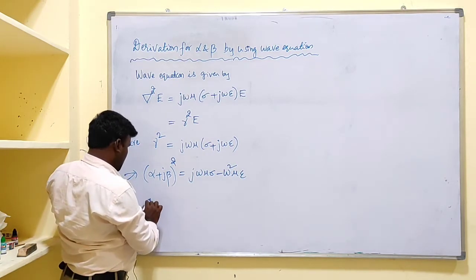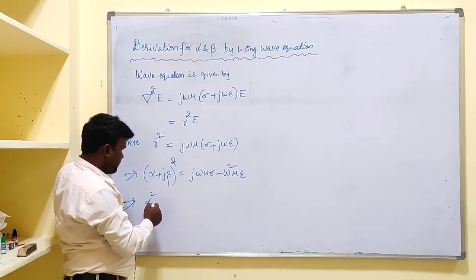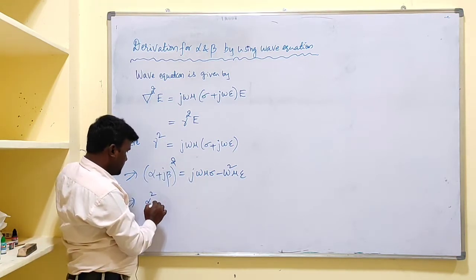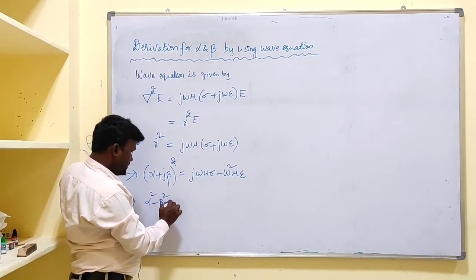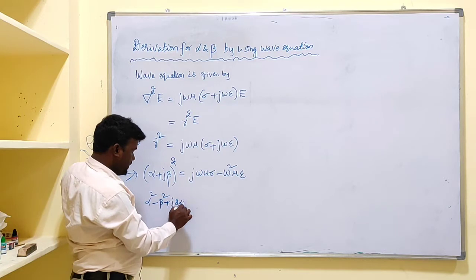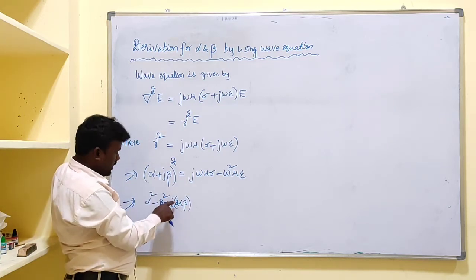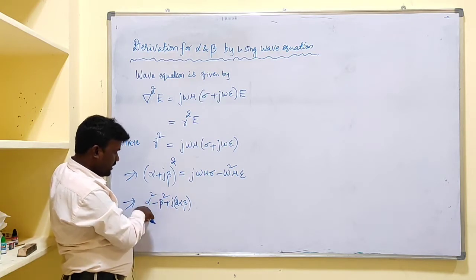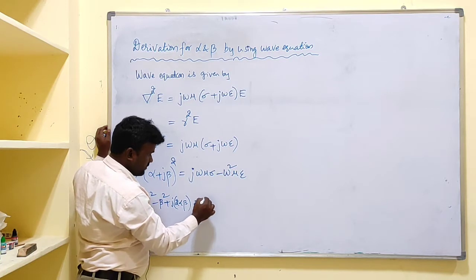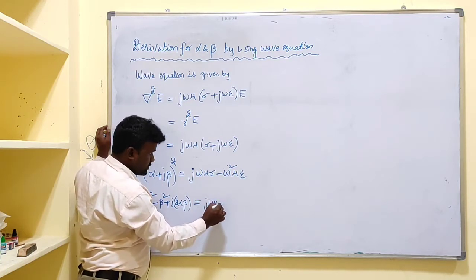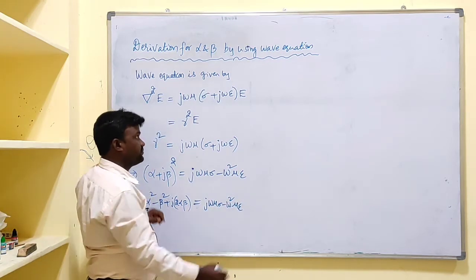Now let us simplify this one. We will get alpha square, it is a plus b whole square form. A square plus j beta whole square, j square means minus, j beta whole square means minus beta square, plus j into 2 alpha beta. I want to write this one as some real term and imaginary, because on right hand side I have real and imaginary. So that's why we can write j omega mu sigma minus omega square mu into epsilon.